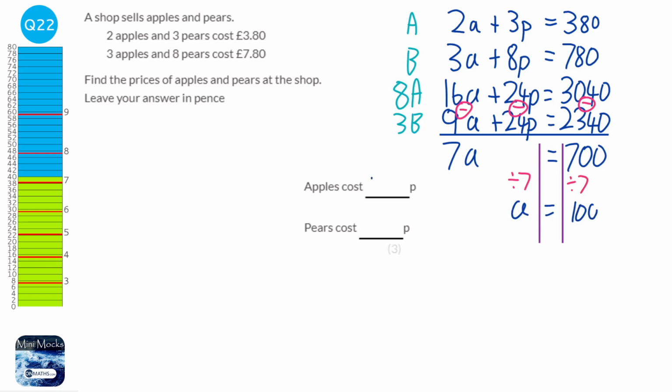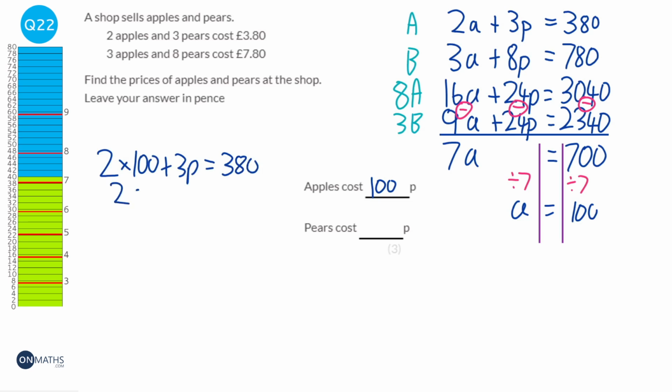So we know that apples cost 100, or £1. We need to work out what pears cost. So I just need to pick one of the equations. I'm just going to pick this top one here, and I'm going to write it out. But instead of A, we know that A is £1, or 100 pence. So 2 times 100 plus 3p equals 380. So that's going to be 200 plus 3p is 380. And then again, I'm just going to draw my lines down, and we're going to subtract 200 from both sides.